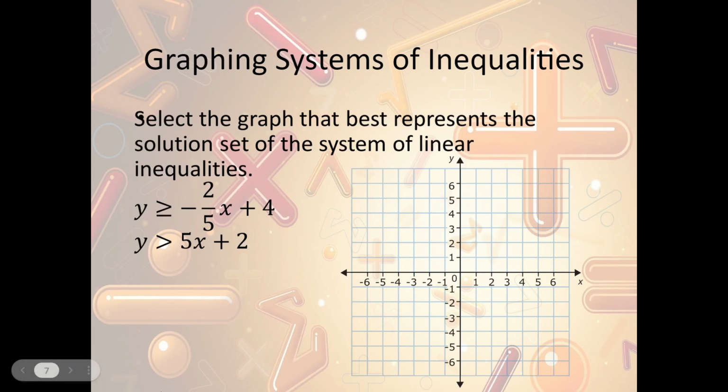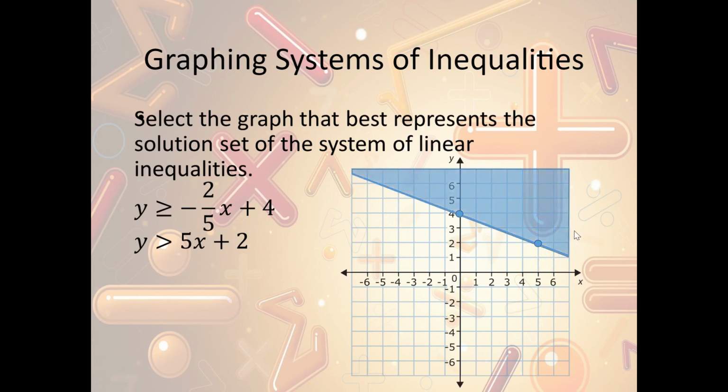So we'll go ahead and plot our y-intercept first. Our y-intercept is at 4, so we're going to go ahead and plot that point. Our slope is negative 2/5, so we're going to go down 2 to the right 5 and plot our point. And they added something extra, so we will too, so we should have a closed line. And it's greater than, so we should shade above. So there's our first one.